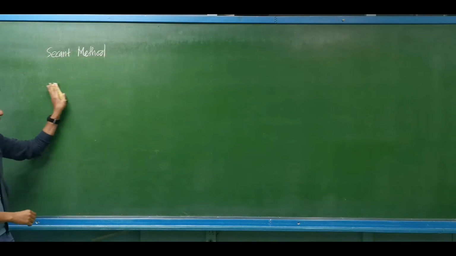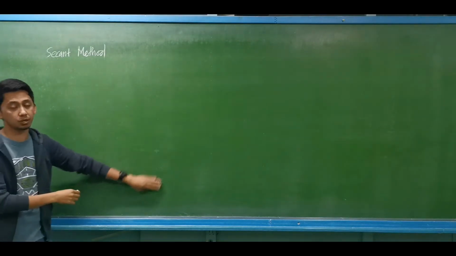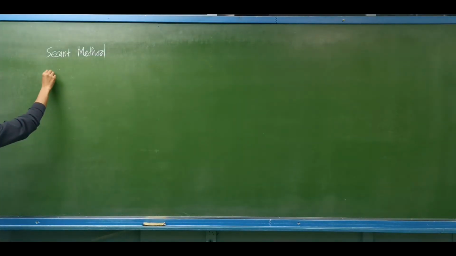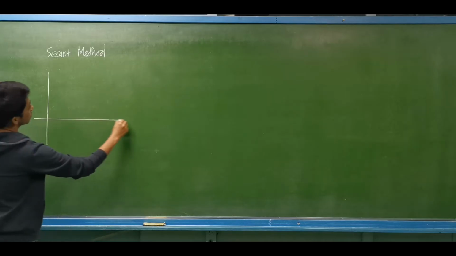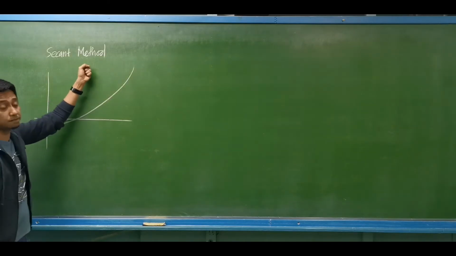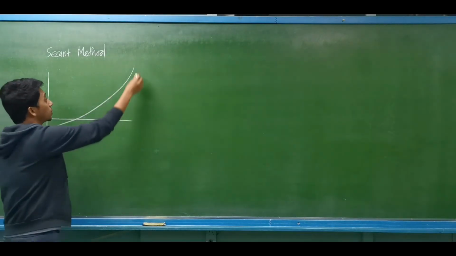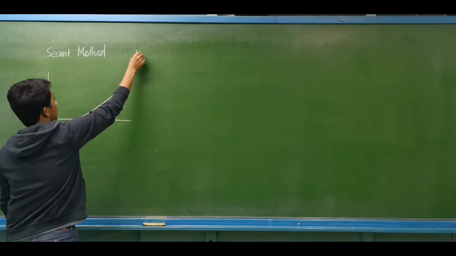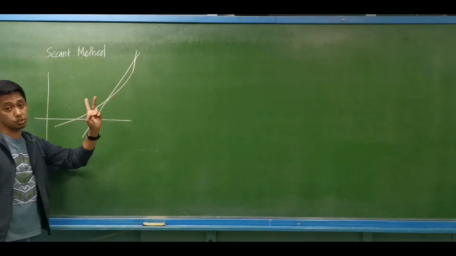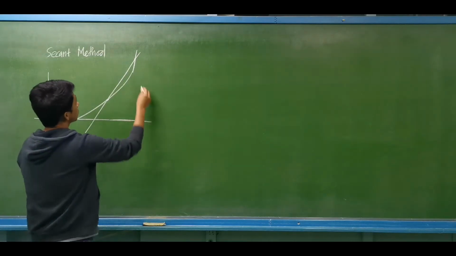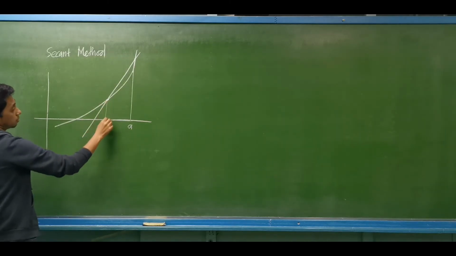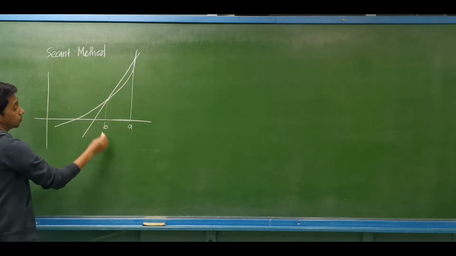Today, let us discuss another method for computation of the roots of a nonlinear equation. That is the second method. For example, we have this function. From the name itself, it is a secant. A secant line is a line that will intersect a given curve twice. Let's say we have the first intersection at x is equal to a. The second point of intersection is at x is equal to b.